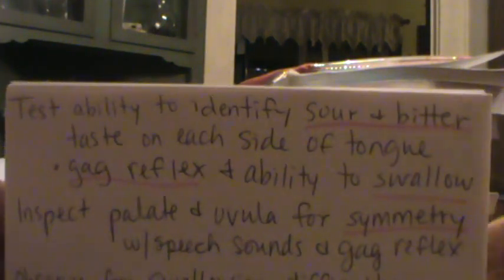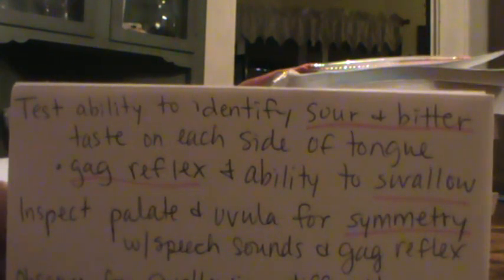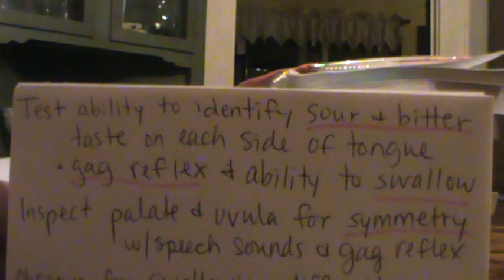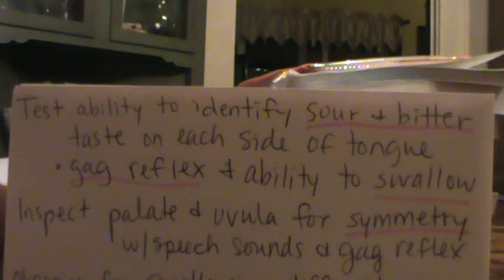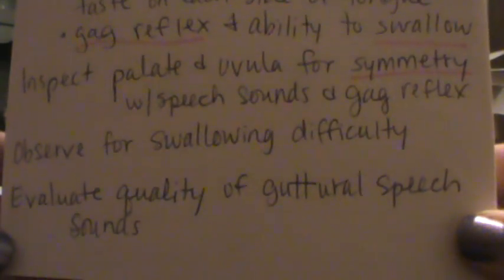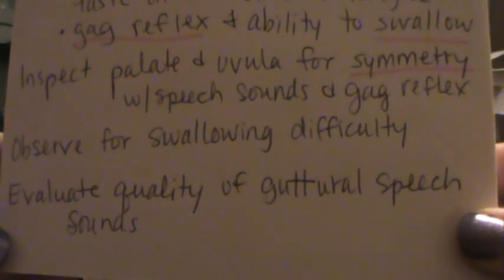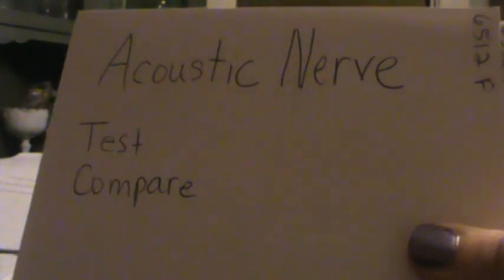So first off, we are going to test the ability to identify sour and bitter taste on each side of the tongue. We're going to test gag reflex and their ability to swallow. Then we're going to inspect and palpate the uvula for symmetry with speech and sounds, and the gag reflex. Then we want to observe for swallowing difficulty. And then we want to evaluate the quality of guttural speech sounds. All of those done at the same time.